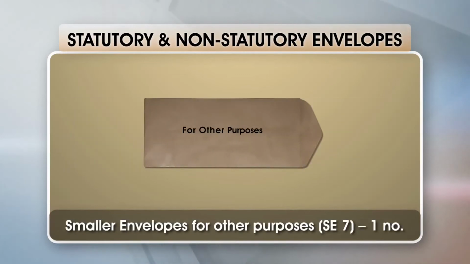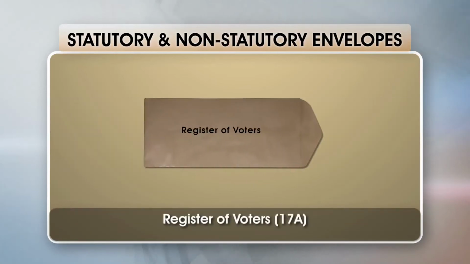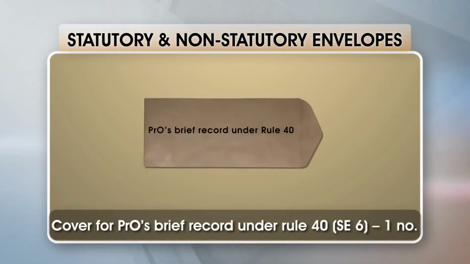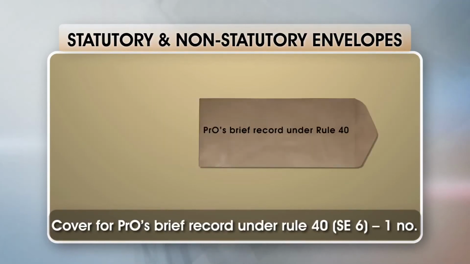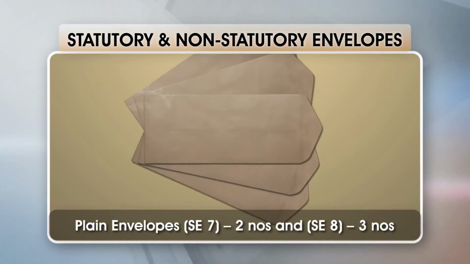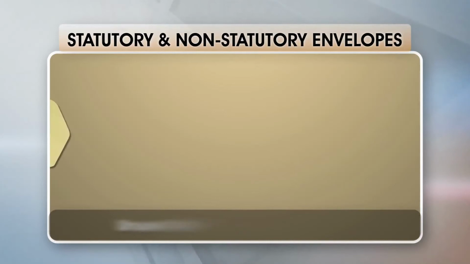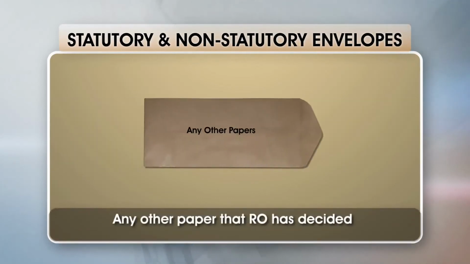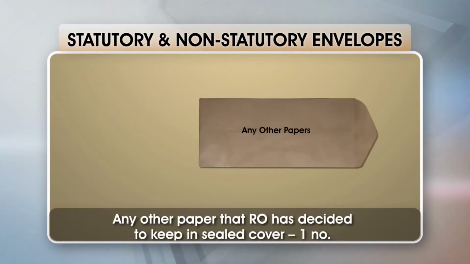Smaller envelopes for other purposes, SE7, 1 number. For register of voters, 17A, containing signatures of voters, SE8, 1 number. Cover for PRO's brief record under Rule 40, SE6, 1 number. Plain envelopes, SE7, 2 numbers and SE8, 3 numbers. For unused ballot papers, SE7, 5 numbers. For any other paper that RO has decided to keep in sealed cover, 1 number.